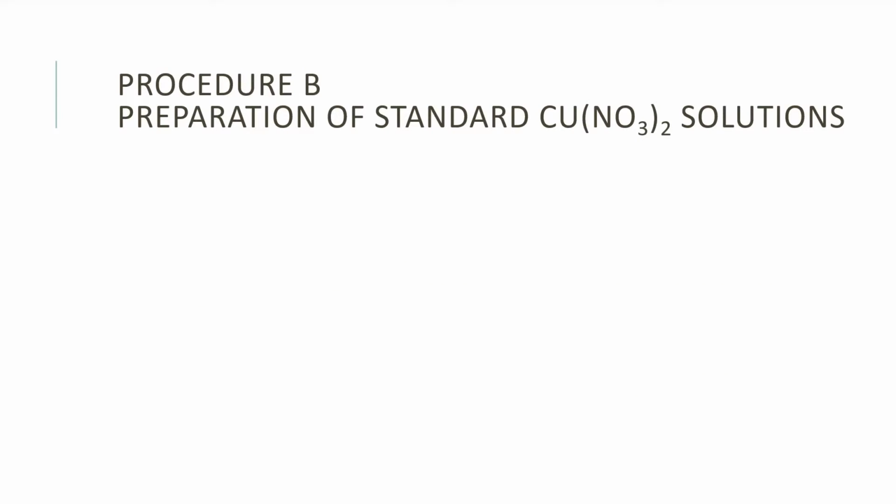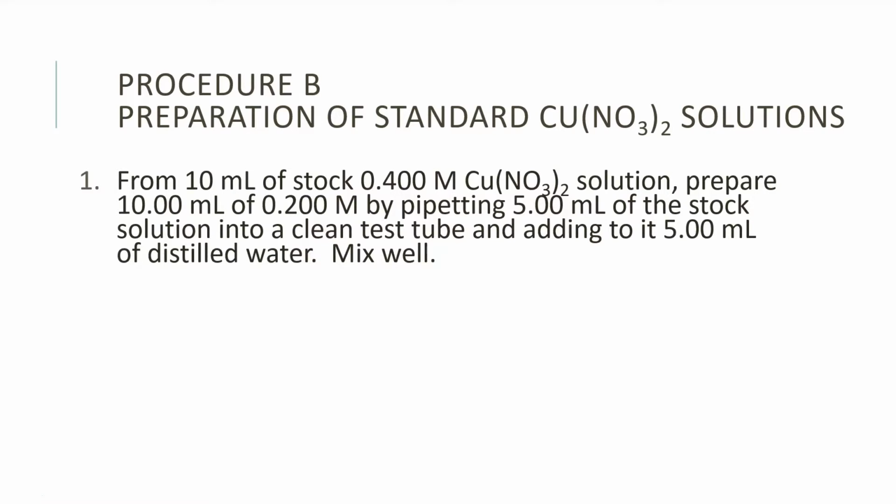Procedure B. Preparation of standard copper nitrate solutions. From 10 ml of the 0.4 molar copper nitrate stock solution, prepare 10 milliliters of a 0.2 molar solution by pipetting 5 ml of the stock solution into a clean test tube and adding an additional 5 milliliters of distilled water. You can calculate the amount of stock solution needed from using the equation volume 1 times molarity 1 equals volume 2 times molarity 2. Once the solution has been made, mix it well.